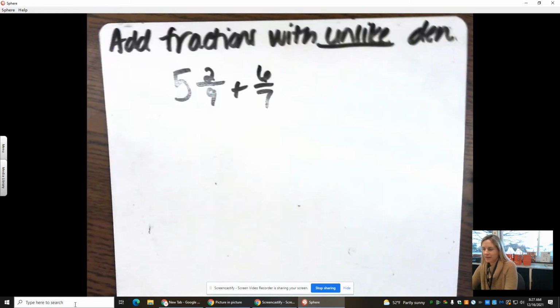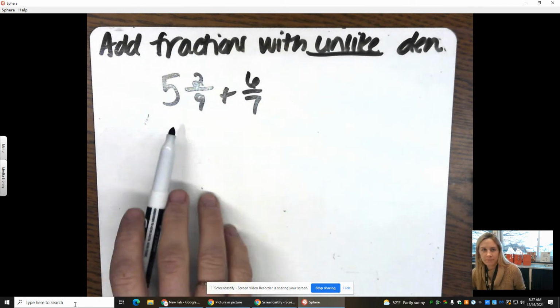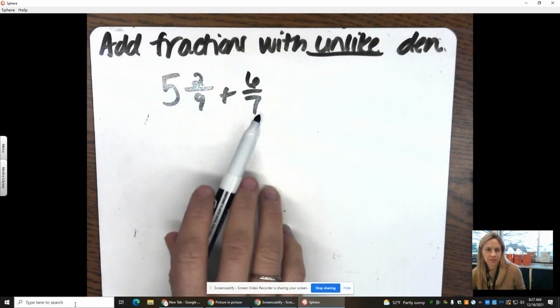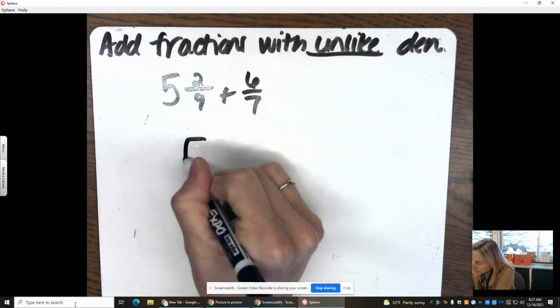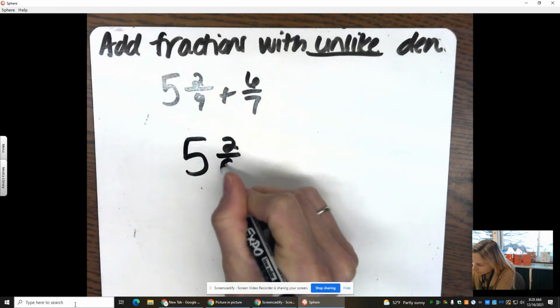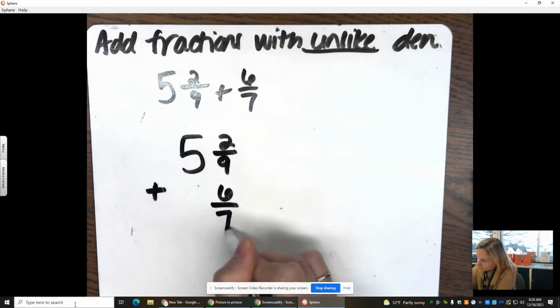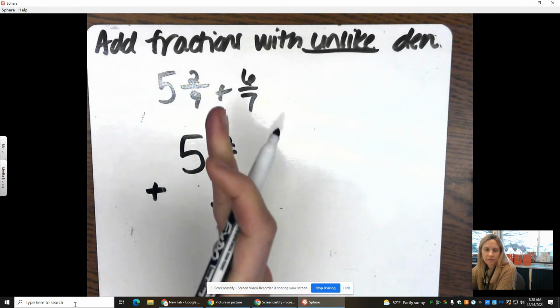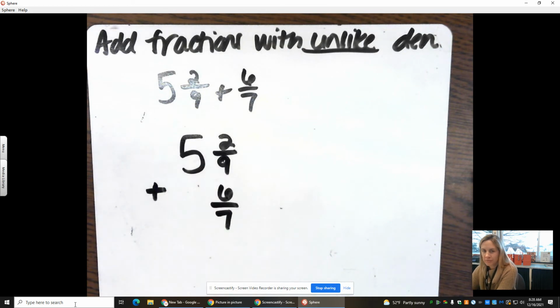Good morning. Let's take a look and spend some time reviewing how to add fractions with unlike denominators. In this example, we have a mixed number plus a fraction. So the first thing I'm going to do is rewrite, stacking them on top of one another. Notice that my fractions are aligned right on top of one another, and my whole numbers are going to be on top of one another.